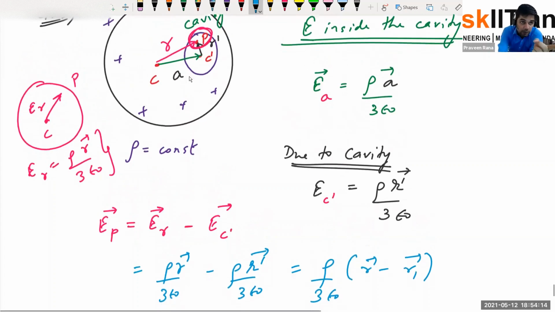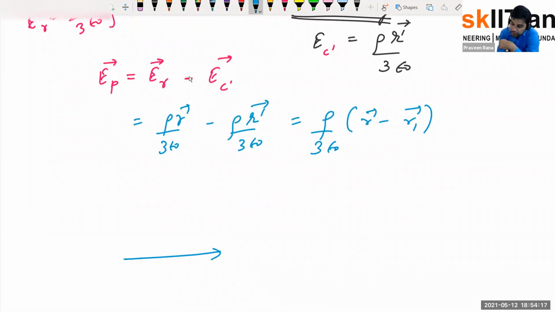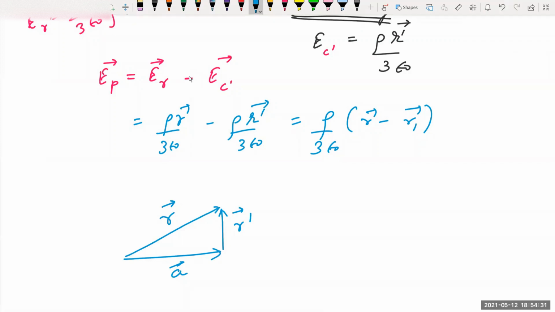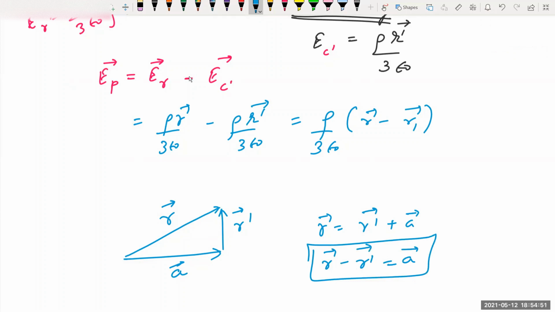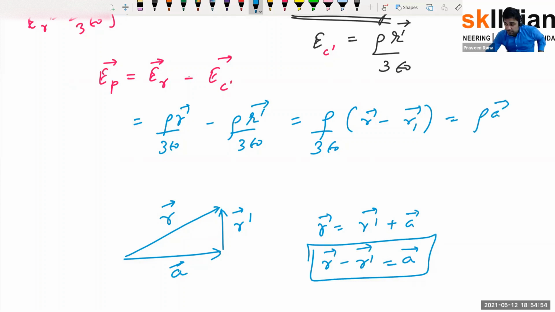So let's quickly look at these diagrams. First of all, we had this distance as A, then this distance as R dash, and this distance as R. Can you tell me the vector relation between these three vectors, R, R dash, and A? In vector form, we can say R is equal to R dash plus A. Now, can I say R minus R dash equals A? Yes.